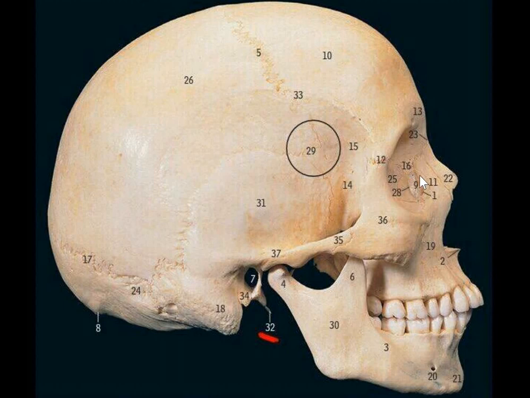Number 28, you remember the anterior lacrimal crest. This is the fossa for the lacrimal sac, and here is the posterior lacrimal crest, number 28. Number 29, this circle here, is the pterion, which has clinical significance, as you know. Here number 30 is the ramus of the mandible. This is the body of the mandible.